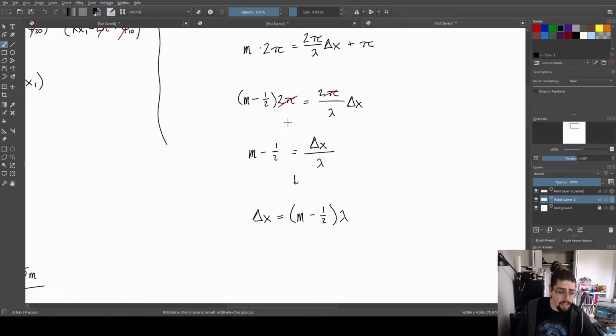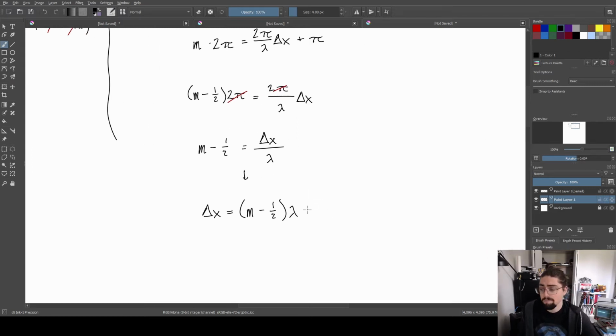M is allowed to be any number that it wants. How do I make it the smallest number possible? Plug in 0 or plug in 1. Either way, it doesn't matter. I'm free to say that delta x could be plus or minus 0.25. Either way would work perfectly fine.